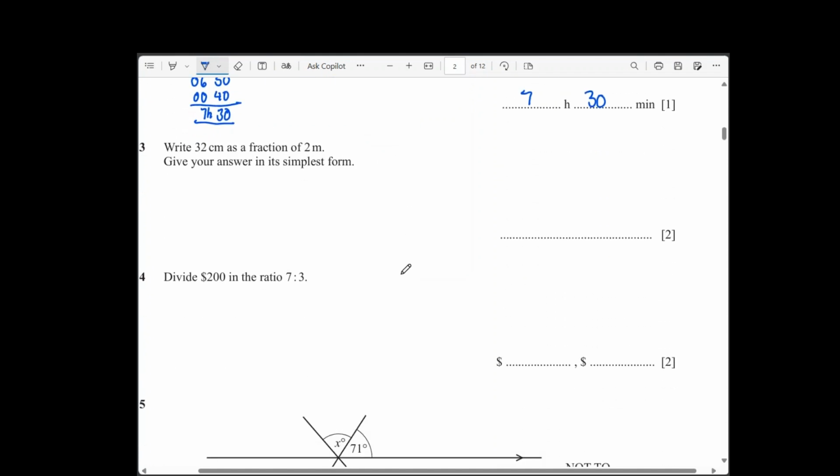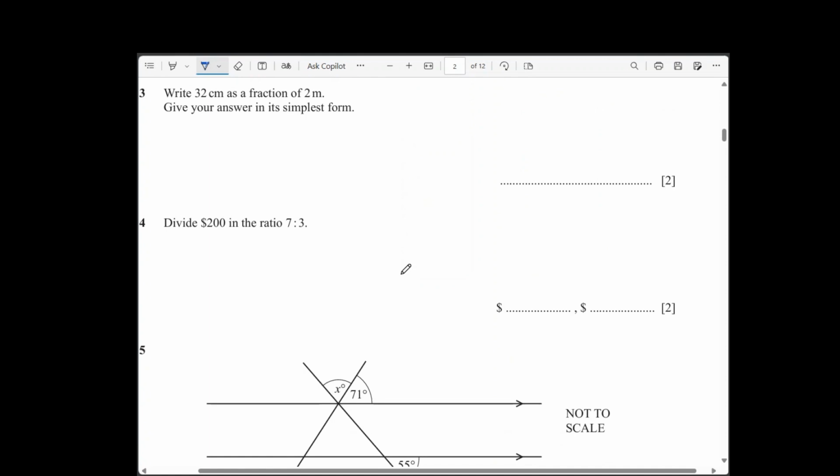Question number 3. Write 32 centimeters as a fraction of 2 meters. We have centimeters and meters as our units given there. So really, we can't compare these two because they are not apples and apples, if you like.